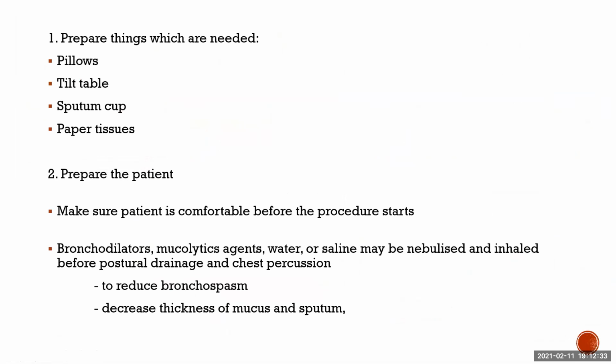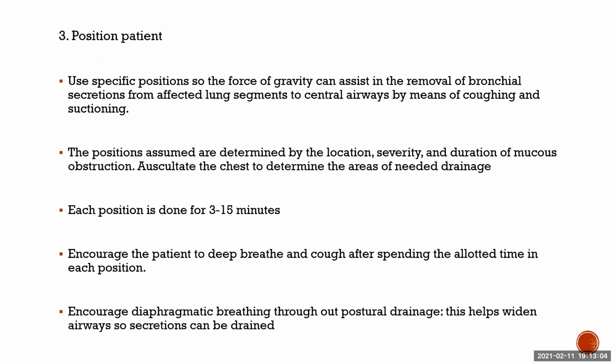So prepare the things which are needed. Prepare the pillows, tape, table, the sputum cup for the patient to remove the secretions, and paper tissues to clean any mess that may occur after removal of the secretion. And then make sure the patient is comfortable before the procedure starts. And bronchodilators can be used to help reduce bronchospasm and decrease the thickness of the sputum. So like I mentioned, we position the patient depending on which part of the lung that we are interested in.